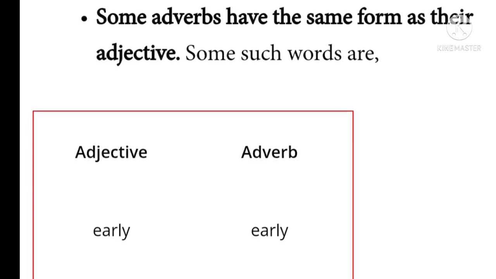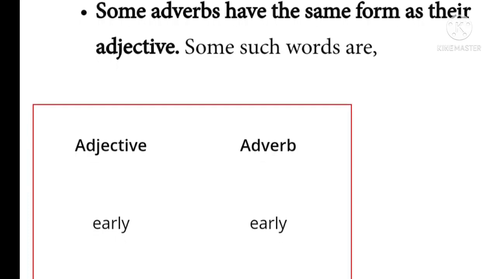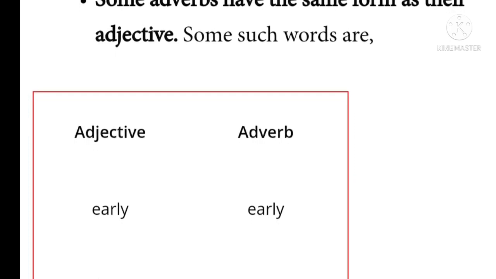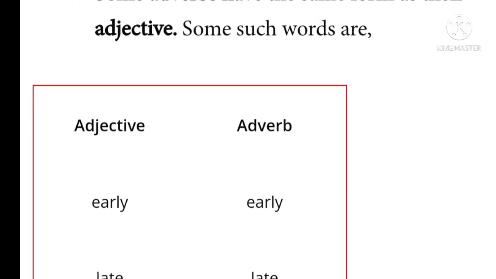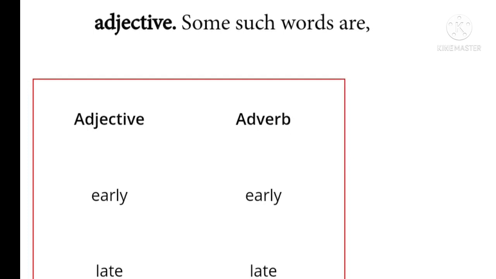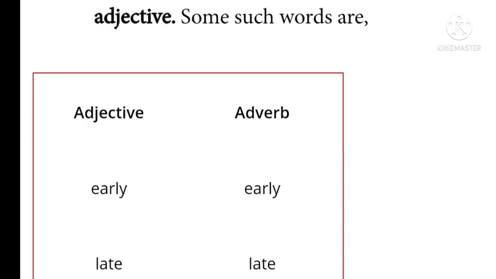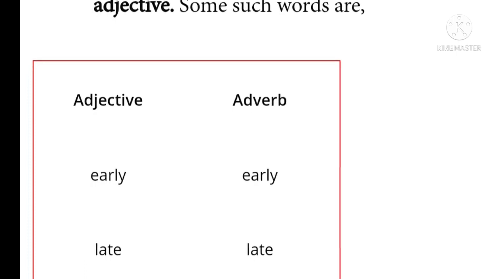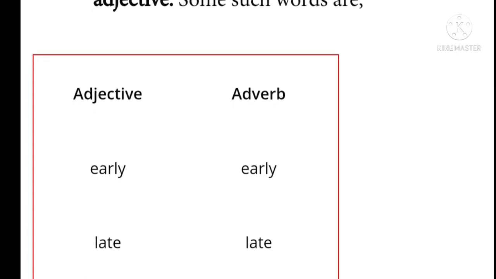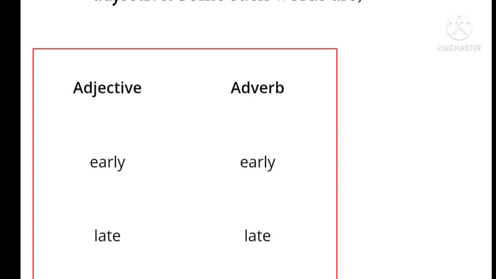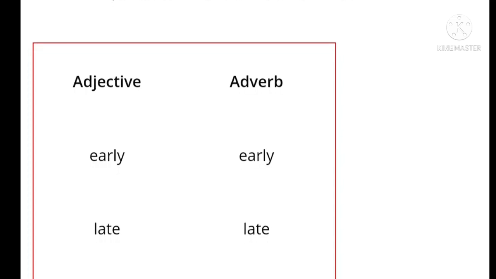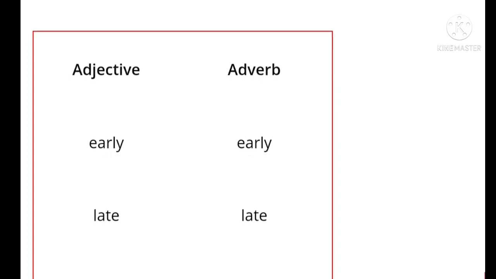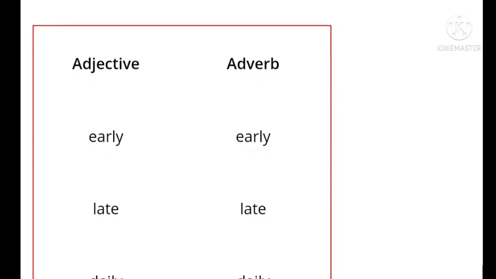Now let us look at the last rule, that is, some adverbs have the same form as their adjective form. Some such words are: early remains as early, late remains as late. Other words like daily have the same form in the adjective and the adverb form. Also, the word far is the same in the adverb and the adjective forms. These examples do not follow the rules discussed before in the video.